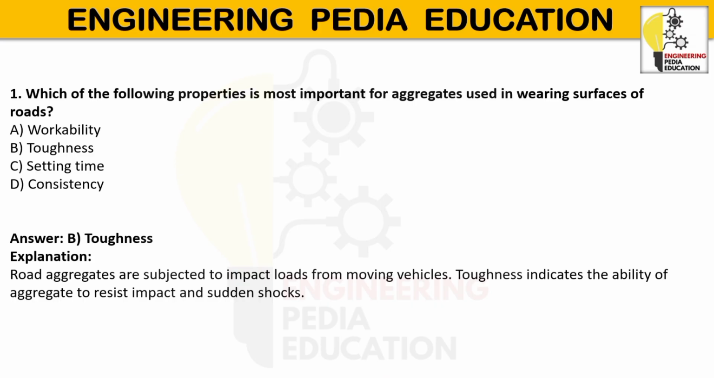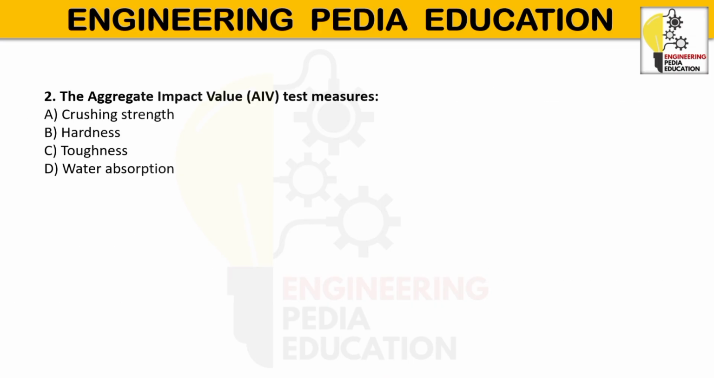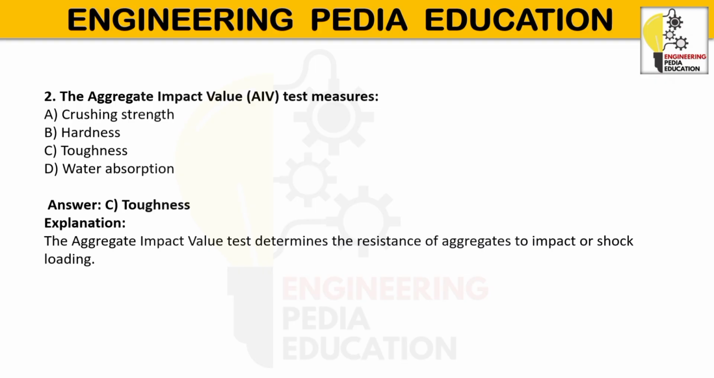What does the word toughness describe? Toughness is the ability to withstand pressure, stress, damage or difficulty without breaking or failing. The aggregate impact value test measures crushing strength, hardness, toughness, water absorption. So the correct option is toughness. The aggregate impact value test determines the resistance of aggregate to impact or shock loading.